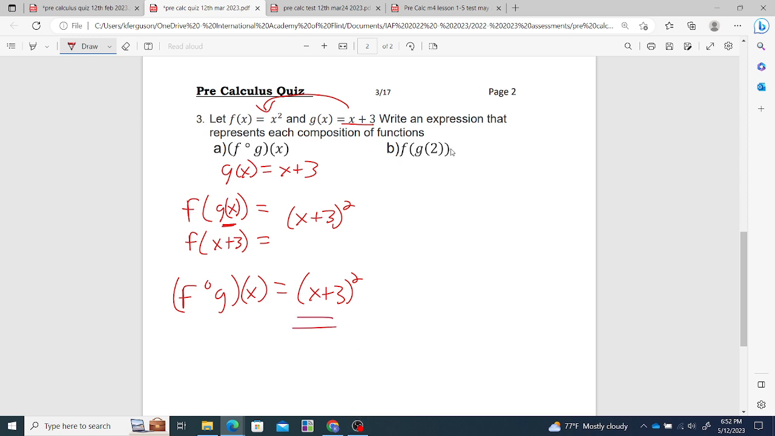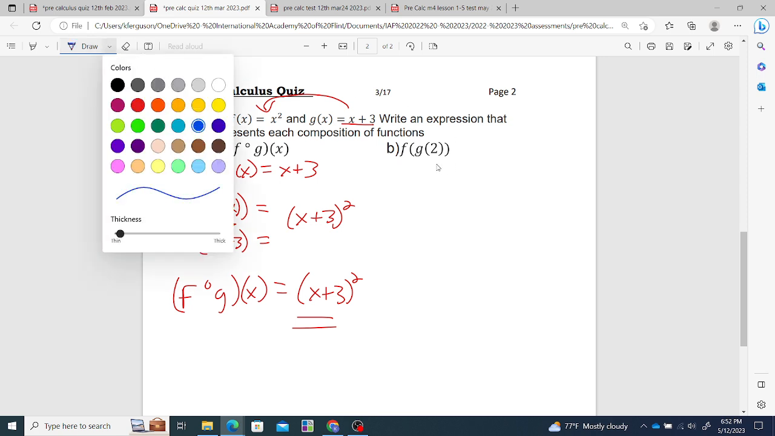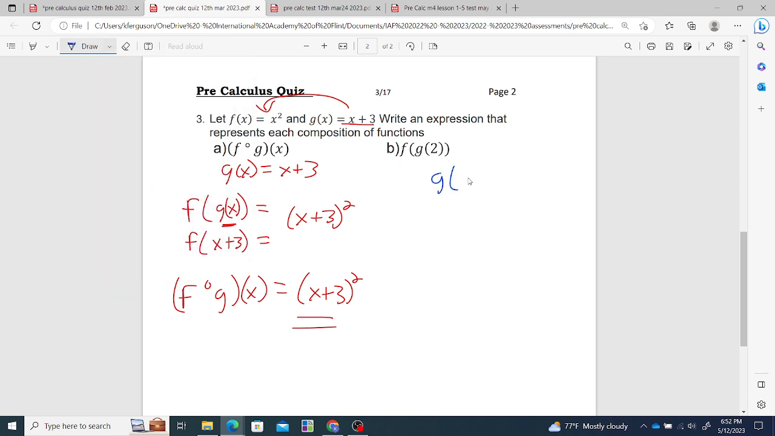Now this one has a number, so I do need to get specific. So let's look at this one. I've got g of x equals x plus 3. So now I've got g of 2, because that's what I want. G of 2 equals 2 plus 3. That equals 5. So now that I know g of 2 equals 5, now I want f.